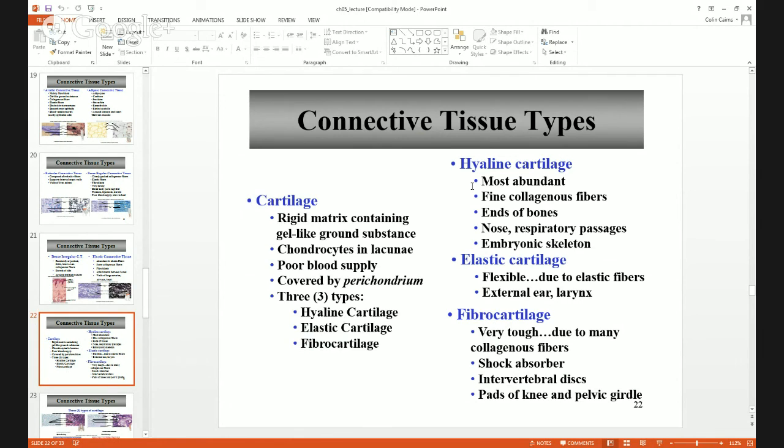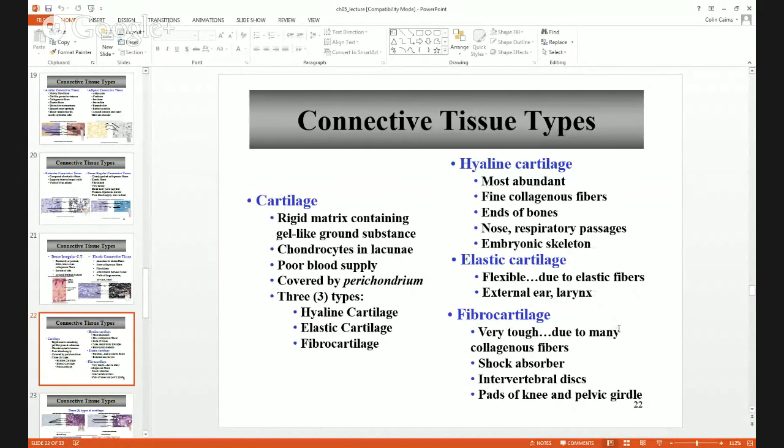Hyaline is the most abundant. It's found on the ends of bones, in your nose and respiratory passages, and it composes the embryonic skeleton. Elastic is flexible due to the elastic fibers. You'll find it in the external ear and the cartilage of the larynx.